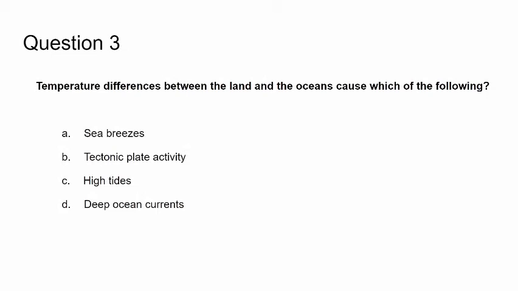So, that's just between the tectonic plates. High tides, maybe, because you do have oceans, but even that doesn't really cause high tides. Some of the ocean fronts I've been to, deep ocean currents, maybe. But for some reason, just logically, A stands out. And sure enough, if you Google this question, it is A, sea breezes.